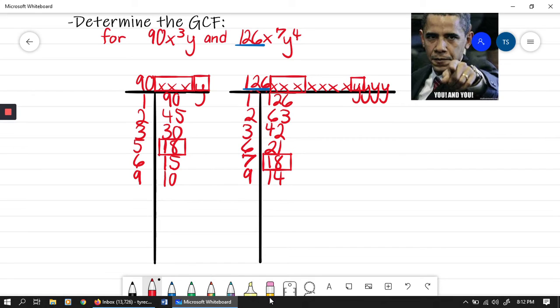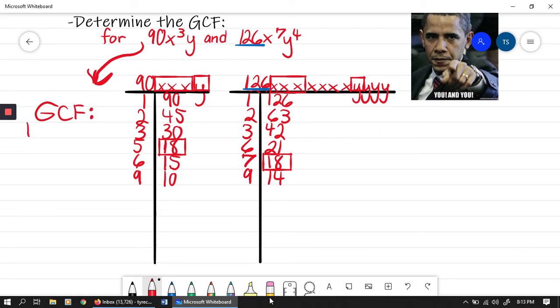If we put it all together for this particular problem, we can say that the GCF for these two expressions is 18x to the third power y.